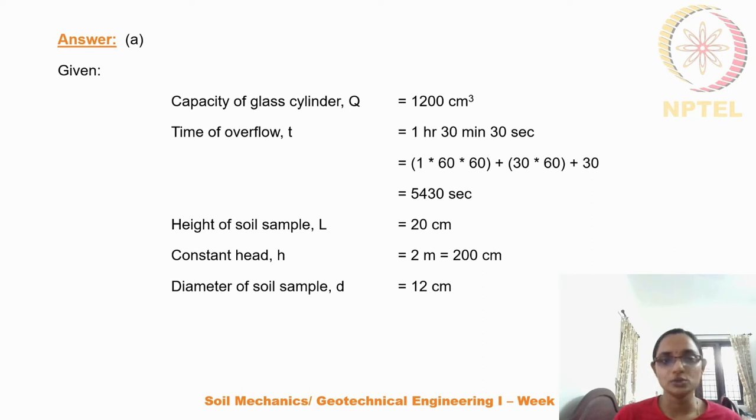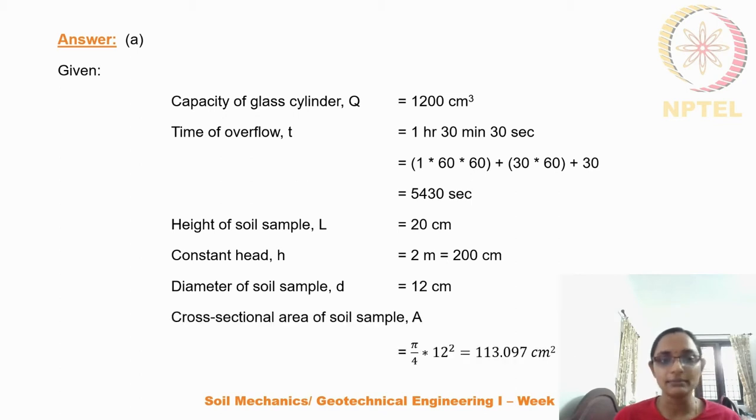The total height of the soil sample is 20 centimeter, the constant head is 2 meter, and the diameter of the soil sample is 12 centimeters. All this data is given. So we can calculate the cross-sectional area of the soil sample as pi by 4 d square, where d is the diameter of the soil sample. So we get the cross-sectional area of the soil sample as 113.097 centimeter square. We have just calculated the cross-sectional area of the soil sample.